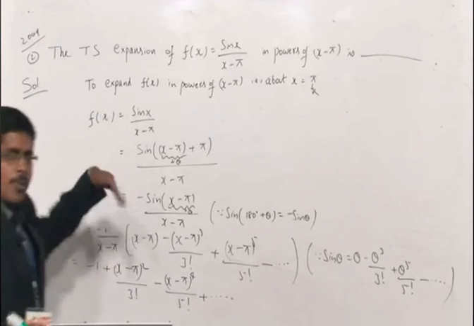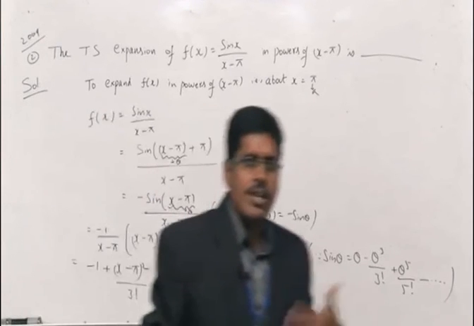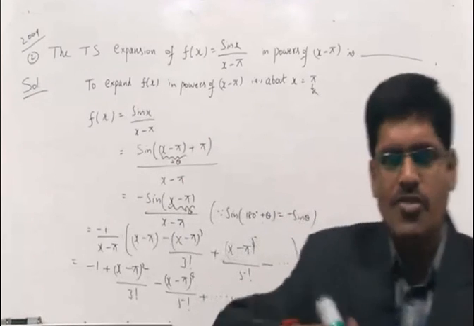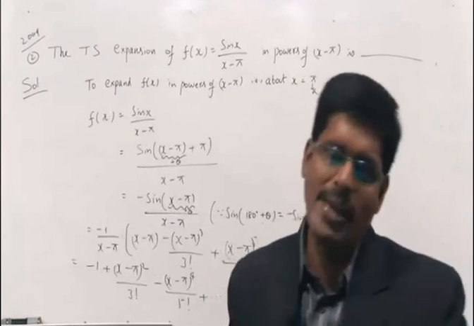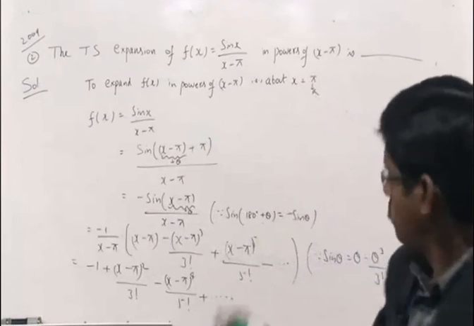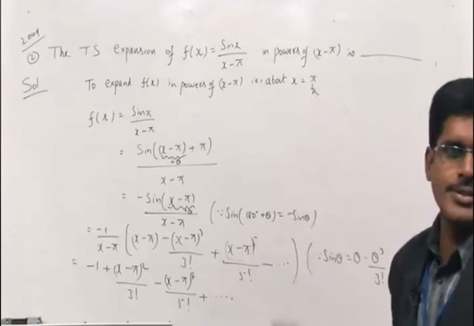If you do the same problem by the previous method, calculating derivatives one by one, each step becomes 0 by 0 after putting x equal to pi, and then you apply L'Hospital's rule. This final answer you will get like that only.